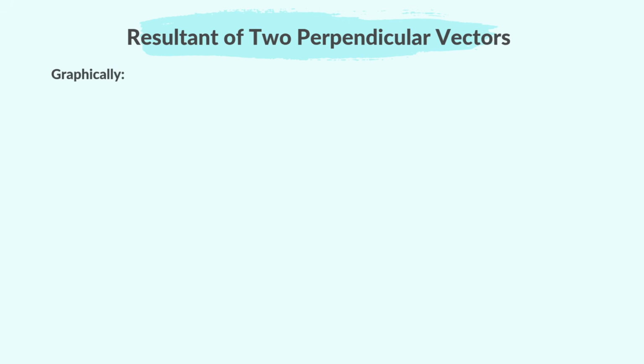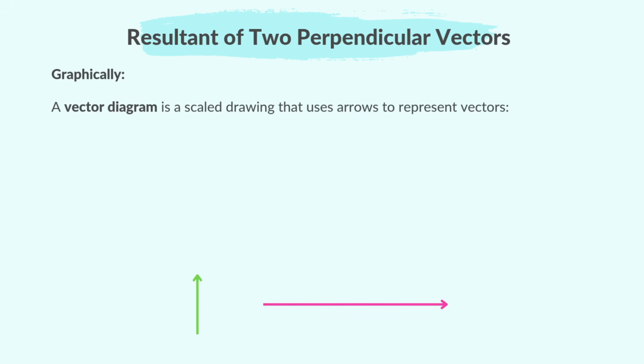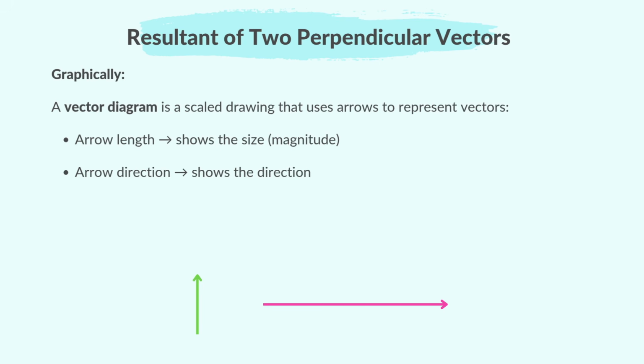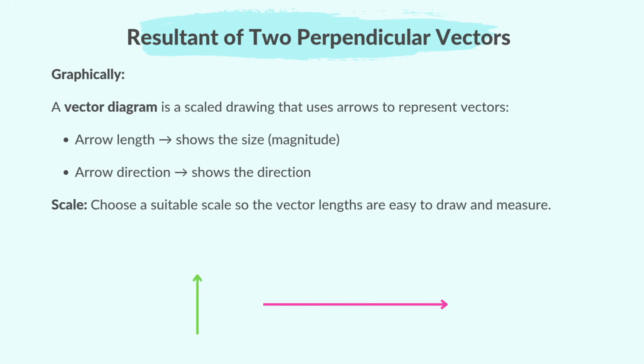The resultant force may also be found graphically. To do this, we use vector diagrams. A vector diagram is a scale drawing that uses arrows to represent vectors such as forces or velocities, showing both their size and direction. Arrow length shows the size or magnitude. Arrow direction shows the direction. You must choose a scale so that the lengths are easy to draw and measure. For example, 1 centimeter equals 1 newton or 1 centimeter equals 2 newtons.